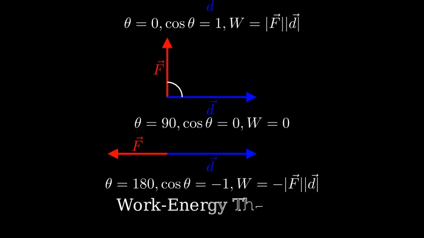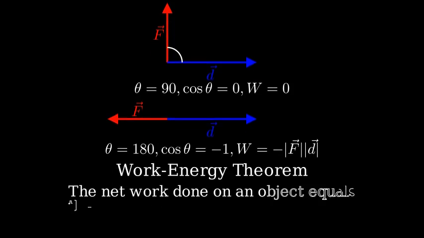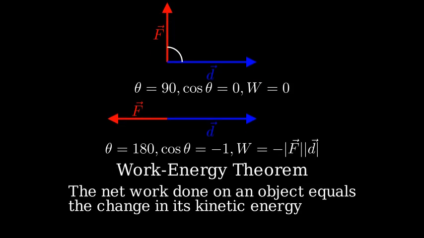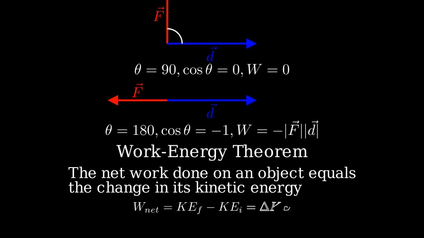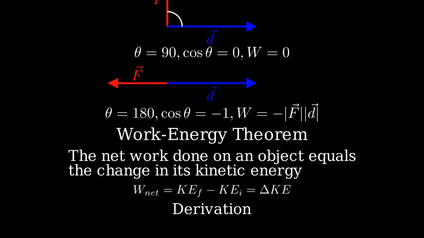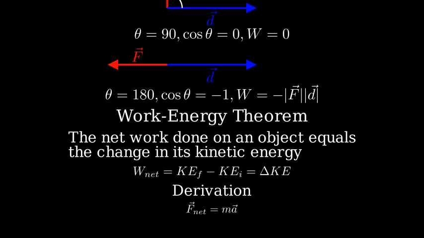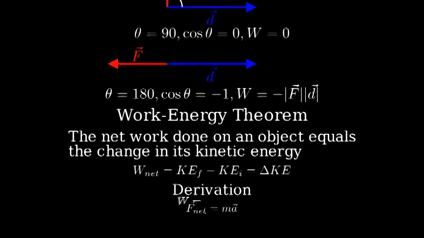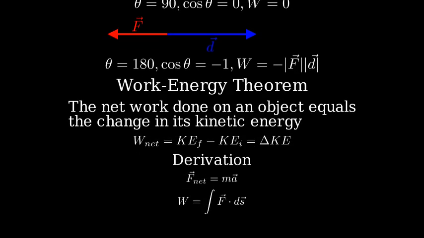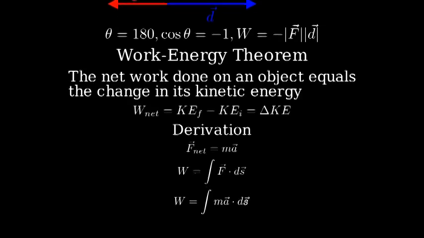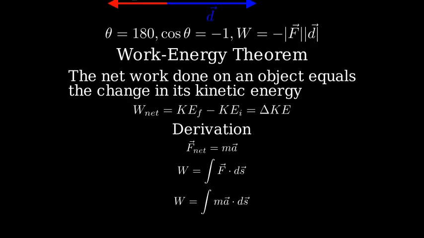Let's now derive the work-energy theorem. This theorem states that the net work done on an object equals the change in its kinetic energy. Mathematically, W equals KE final minus KE initial. Let's derive this theorem using Newton's second law. We know that the net force equals mass times acceleration. The work done by this force over a displacement d is the integral of F dot ds. Substituting Newton's second law, we get work equals the integral of ma dot ds.